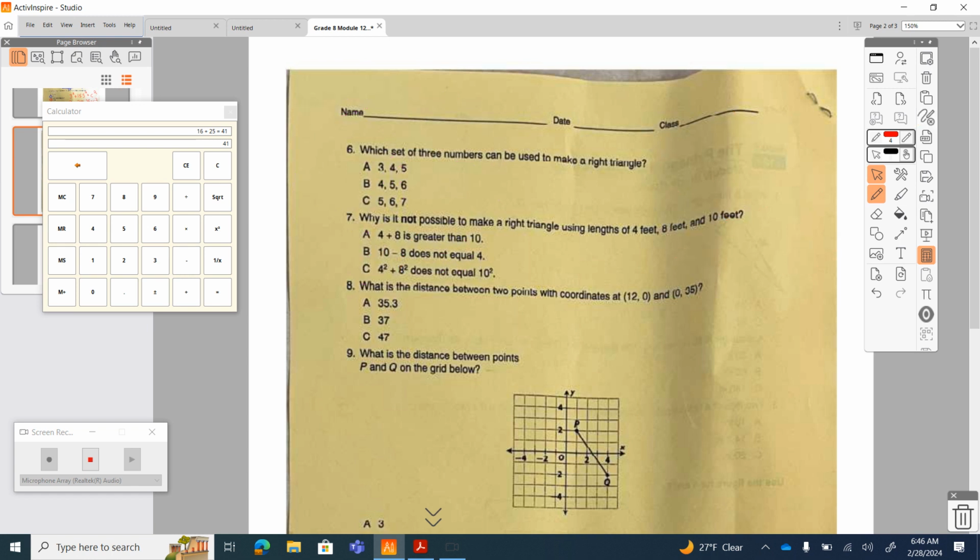Okay. Why is it not possible to make a right triangle using lengths of 4 feet, 8 feet, and 10 feet? So 4 plus 8 is greater than 10. Well, yes, it is, but remember the theorem is a squared plus b squared equals c squared. So 4 squared plus 8 squared equals 10 squared. 16 plus 64.